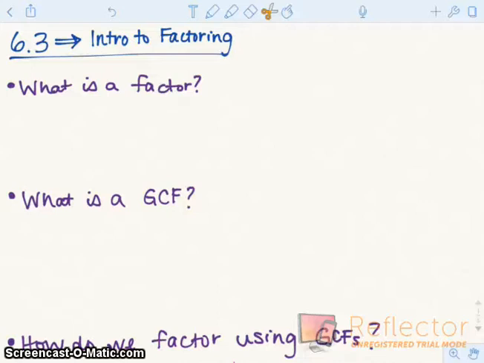Okay, 6.3 and 6.4 are really closely related. 6.3 is an intro to factoring, mostly with GCFs, and 6.4 is factoring trinomials in a simple case. So I'm just going to start by talking about what a factor is.